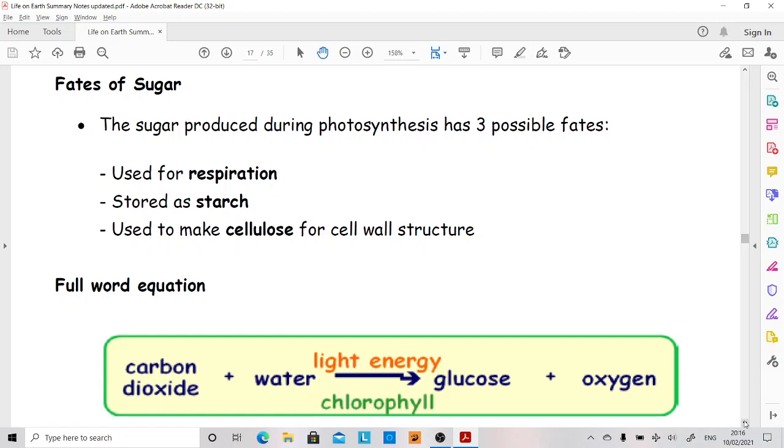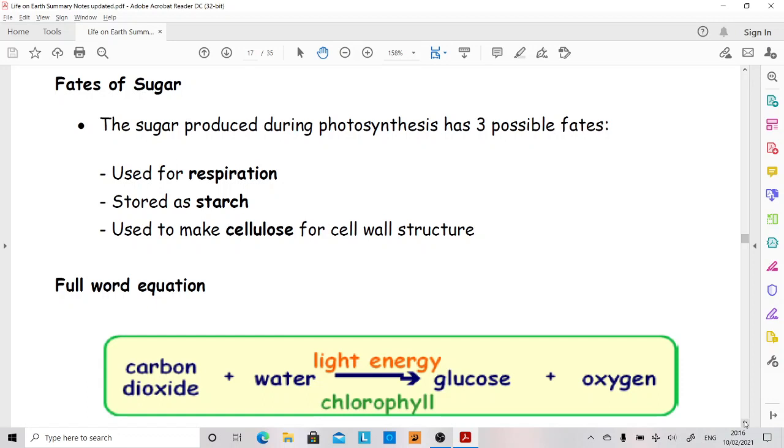Other sugar is stored as starch, and you see starch grains in a plant, and you can test a leaf for starch. You need to know about the experiment testing a leaf for starch, and you could be asked about that in an exam, asking you about the different steps involved. And the third use of the sugar could be to make cellulose for cell walls. You've learned about that previously. Cell walls have crisscross fibres of cellulose. It's very strong.